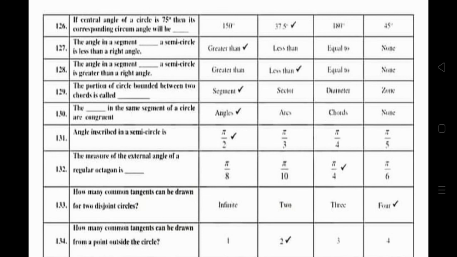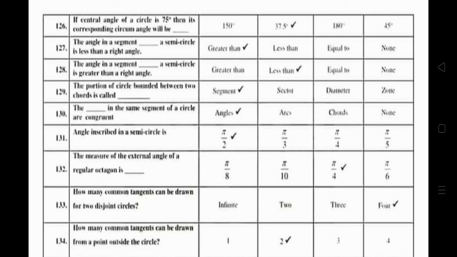If central angle of a circle is 75 degree, then its corresponding circumangle will be 37.5 degree. The angle in a segment greater than a semicircle is less than a right angle. The angle in a segment less than a semicircle is greater than a right angle. The portion of a circle bounded between two chords is called segment. The angles in the same segment of a circle are congruent angles.